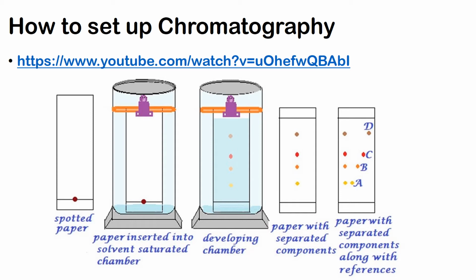Now that pencil line is really important because your solvent's going to dry and you're not going to be able to see it, so you need that line there so you can see exactly where it rose to, and that line is called your solvent front.